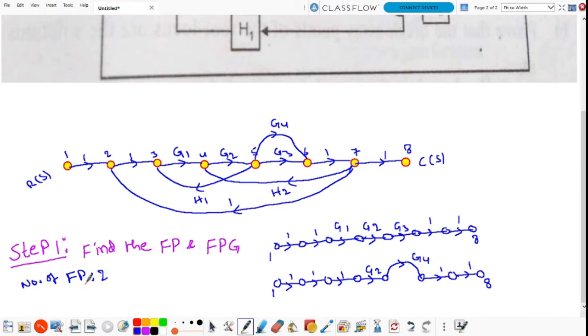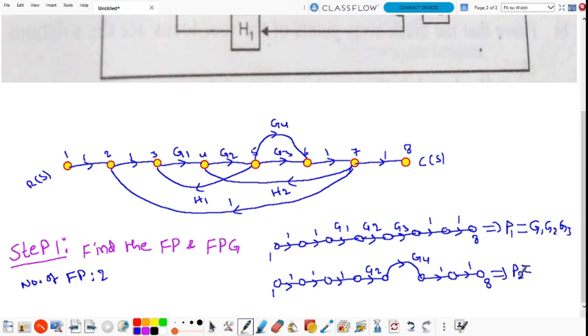The forward path gain is the product of the branch transmittances. This forward path gain is considered as P1 and this one as P2. What is the definition of forward path gain? It is the product of the branch transmittances: 1 into G1 into G2 into G3 into 1 into 1. The first forward path gain P1 is G1 G2 G3.